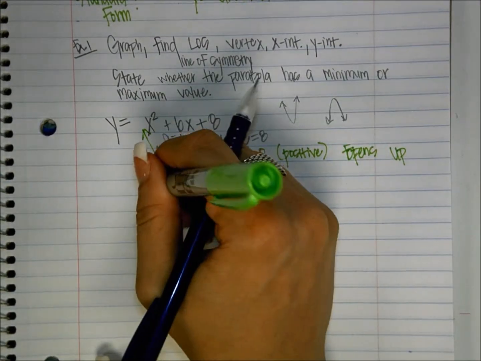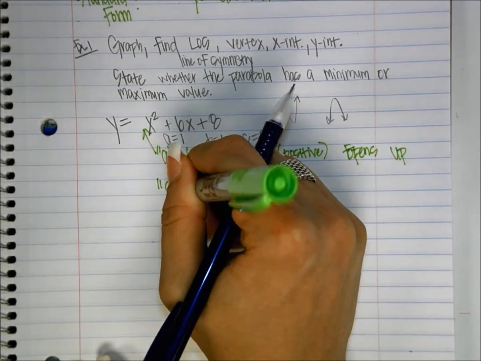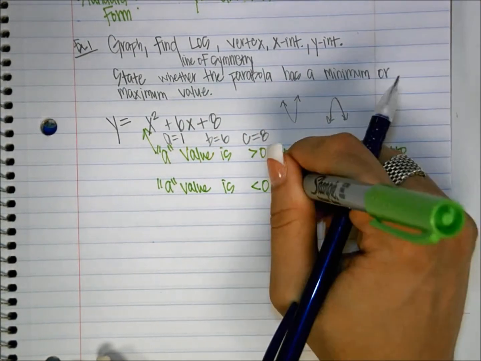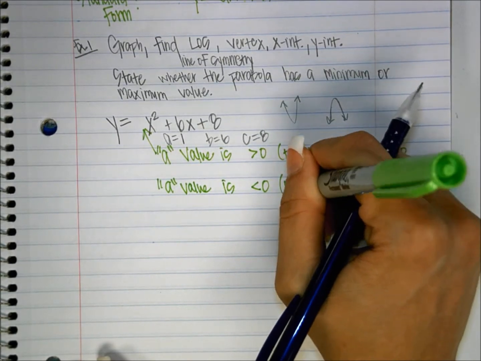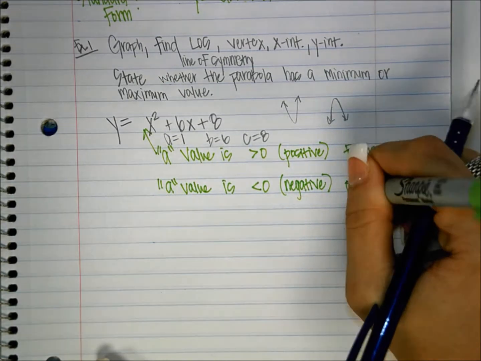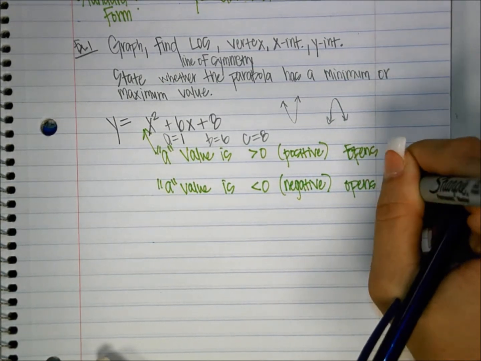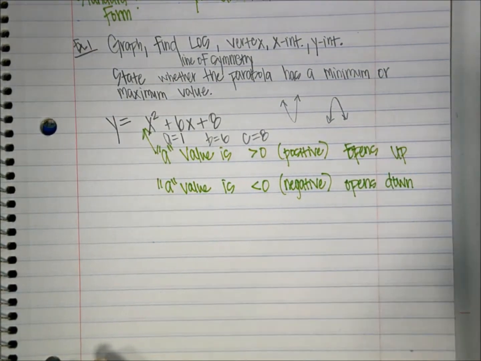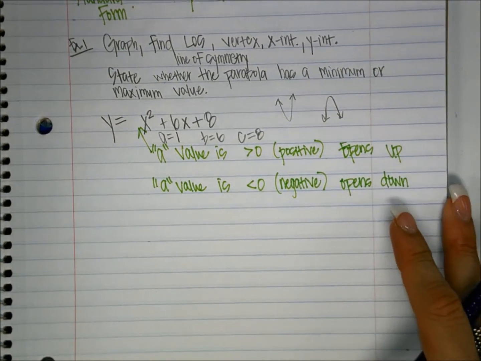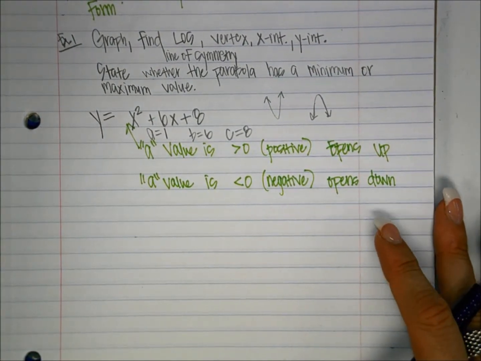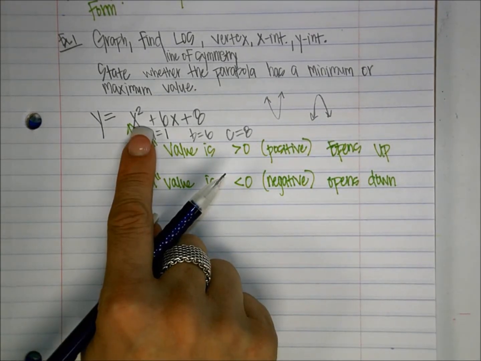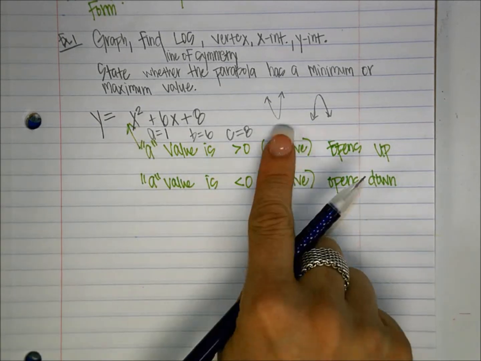Okay, if the a value is less than 0, that means negative, the parabola opens down. You will never have one that has a value of 0, so you won't have to worry about if it is equal to 0. So here, I know that this is going to be positive, so it will open up.